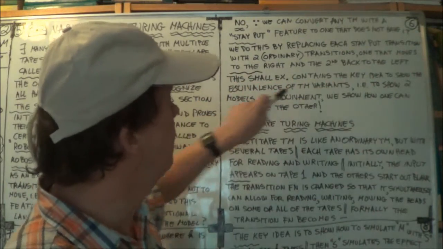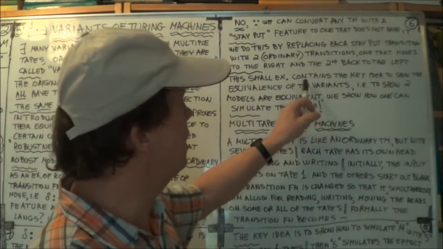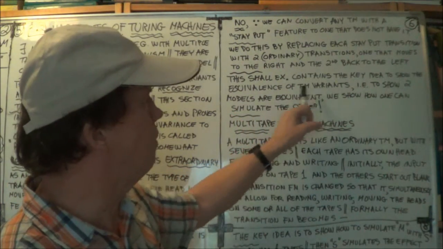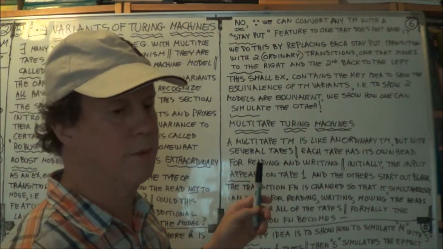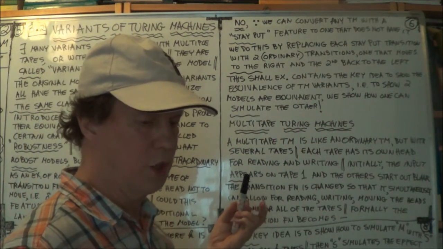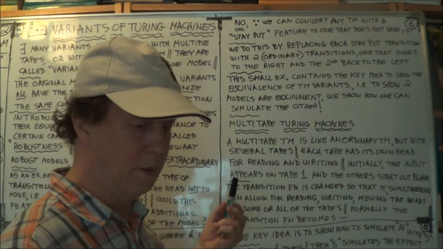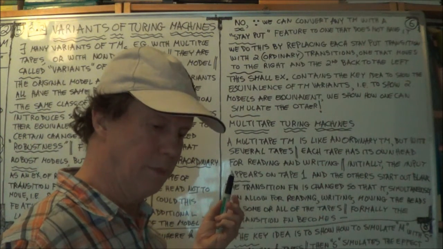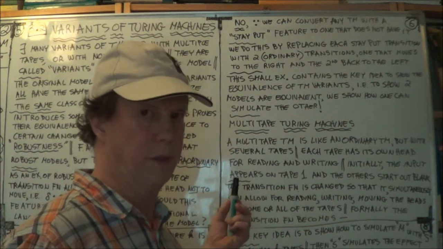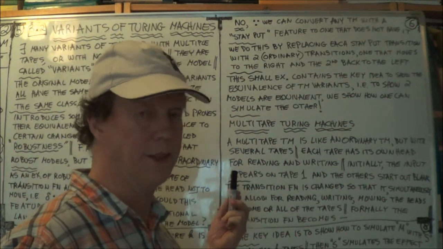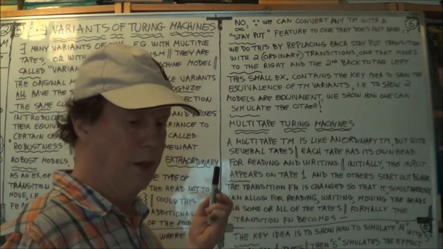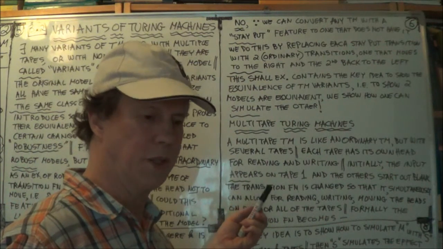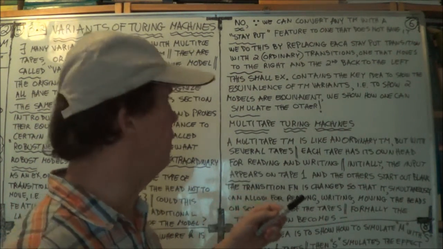Now that small example contains a key idea to how to show the equivalence of two variants. If you have two variants of a Turing machine, the answer to the question, is one more powerful than the other? Well, the strategy is to show that the two are equivalent. In other words, they recognize the same language, for example, or set of languages. And showing equivalence is the way to answer the question, is one more powerful than the other.